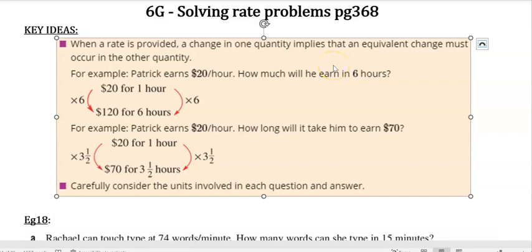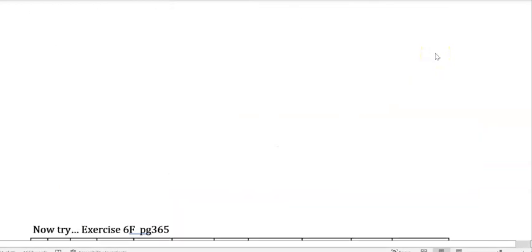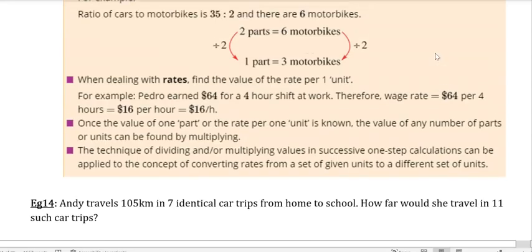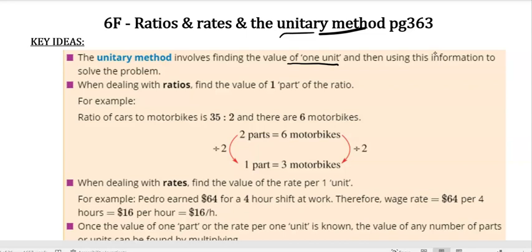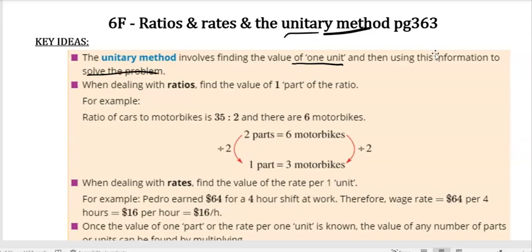Okay, we're looking at solving rate problems. And we're going to remember what we learned last time in 3F about using the unitary method. Right? That's the way that we find the value of one unit and use this information to solve the problem.